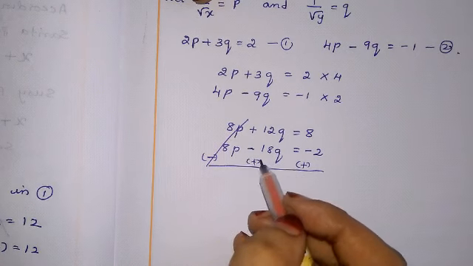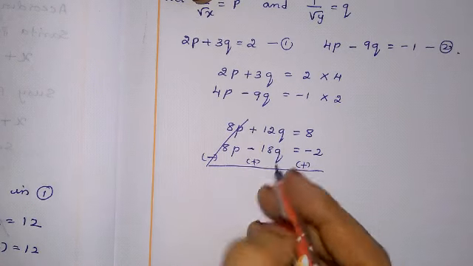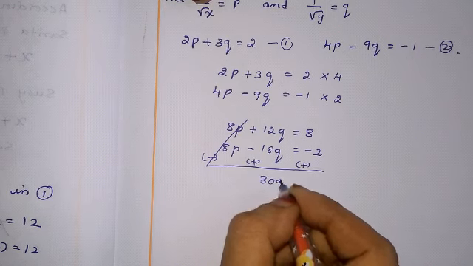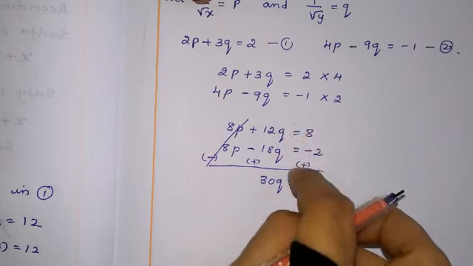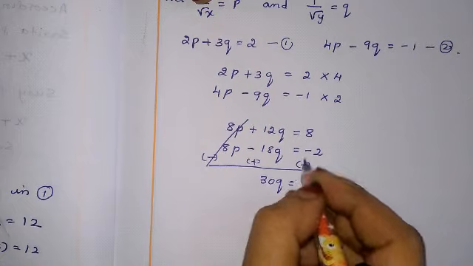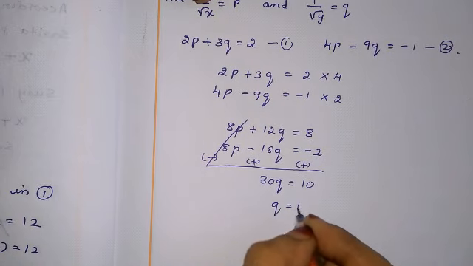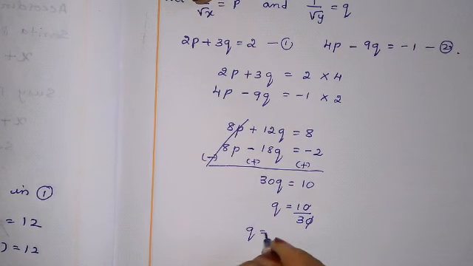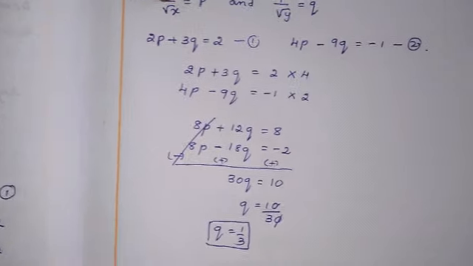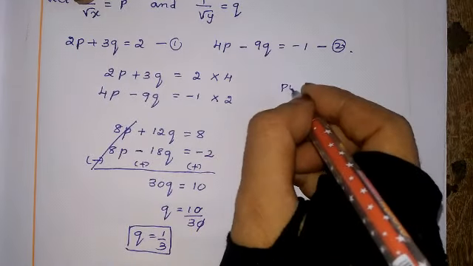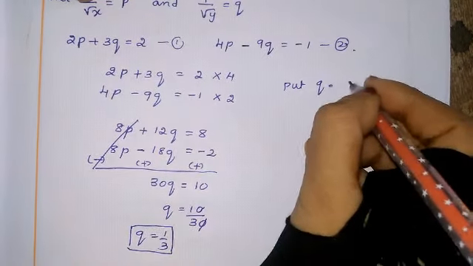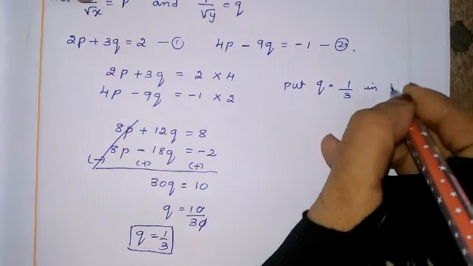Now we can see here plus is plus. 18 plus 12, 30q. The sign is plus. And 8 plus 2, 10. Both are plus. So q is equal to 10 by 30. 0 0 cut. We got q is equal to 1 by 3. Put q is equal to 1 by 3 in equation 1.